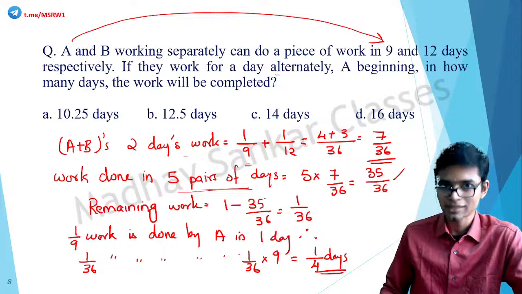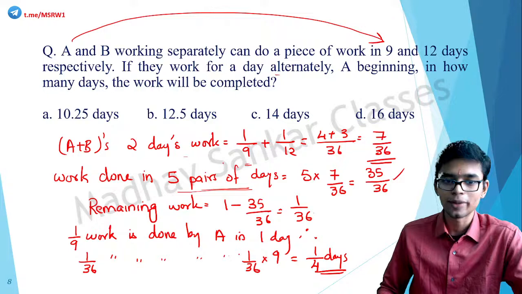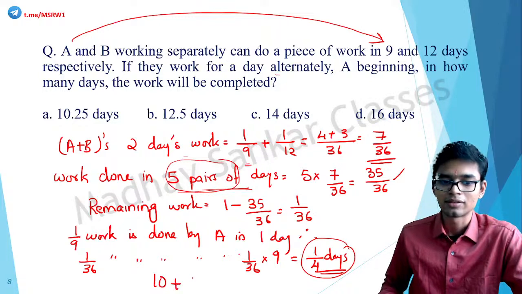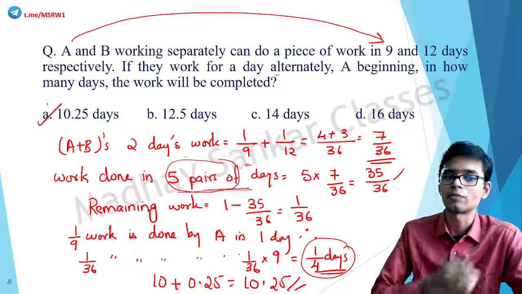Correct? So how much time does it take for the total work to be completed? Here it took 5 pairs of days, that is 10 days, plus this 1 by 4 days. So 10 plus 0.25 is equal to 10.25. Correct answer is option A.